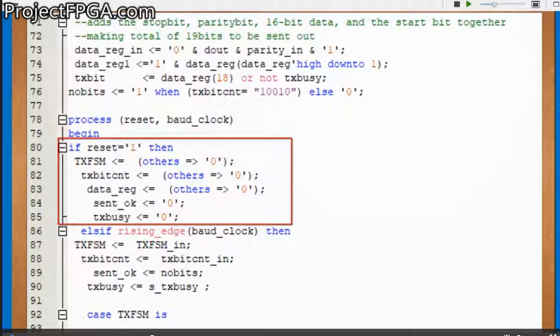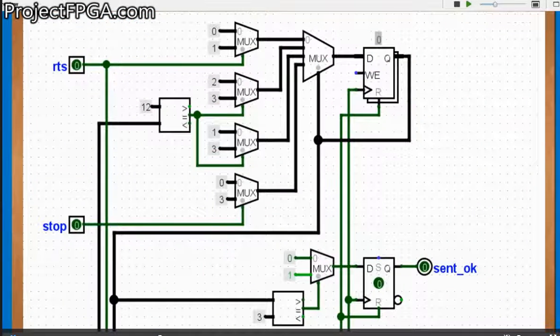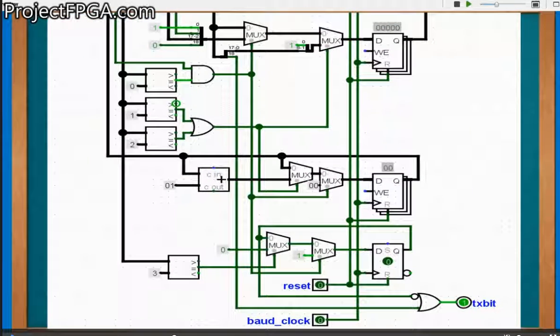Next is the transmitter registers. The TS FSM register stores the current state of the transmitter. The send OK register stores whether transmission is complete or not. It comes on whenever the transmission is in stage 3, that is the final state. Data register stores the data to be transmitted. The TS bit count register stores the number of transmitted bits. It counts them and stores them.